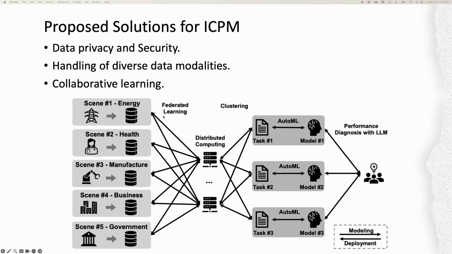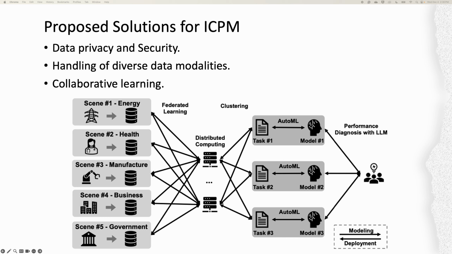The first step would be federated learning, where there's a secure collaboration between all of these data sources without any sensitive information or any raw data being shared. And then here we have distributed computing, which processes all of this data from multiple sources efficiently. And then after that we have clustering. Clustering is something related to data mining, where we organize data from different sources based on their characteristics.